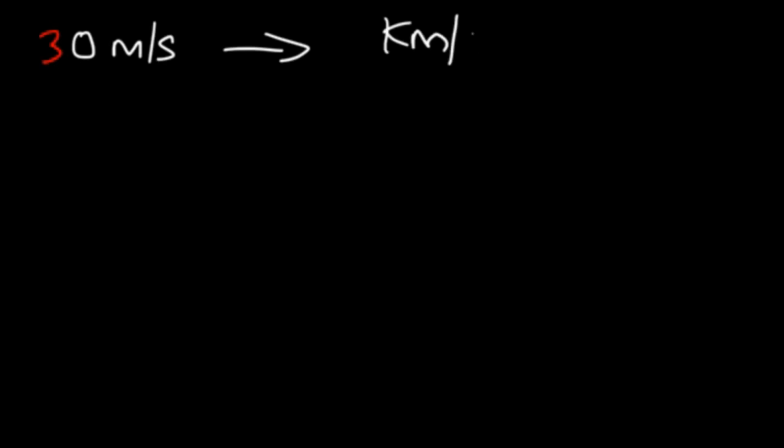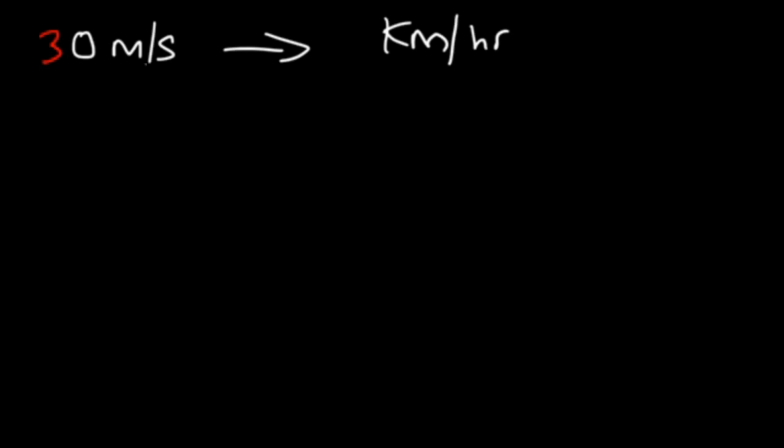Now let's talk about how to convert units of speed or velocity. So let's say we have 30 meters per second, which is a unit of speed, and we want to convert it to kilometers per hour. So this is another multi-step problem. How can we do so?